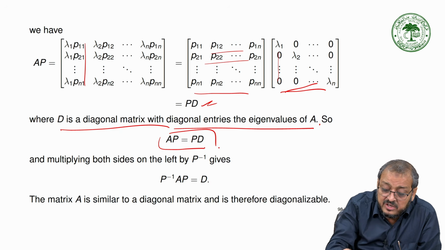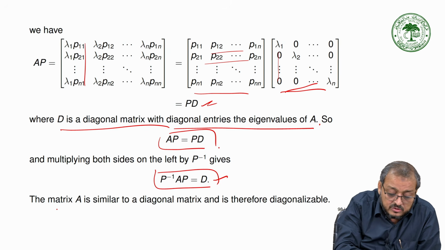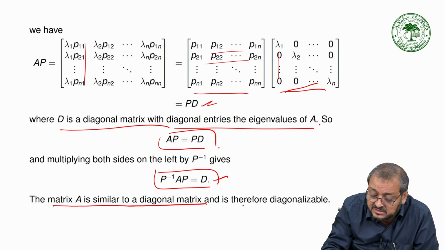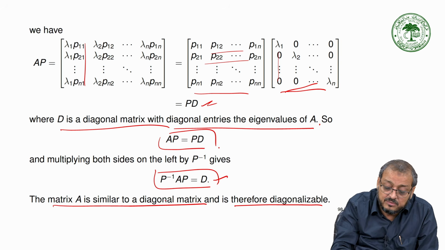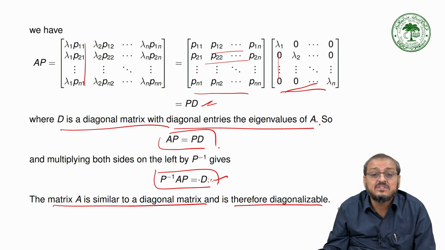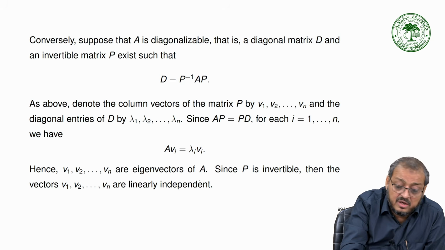Now P is invertible, so multiplying by P inverse we get P inverse AP equal to D. So the matrix A is similar to the diagonal matrix D and therefore is diagonalizable. By the definition of a similar matrix, A is similar to D, and that means A is diagonalizable. Now let us try the converse.